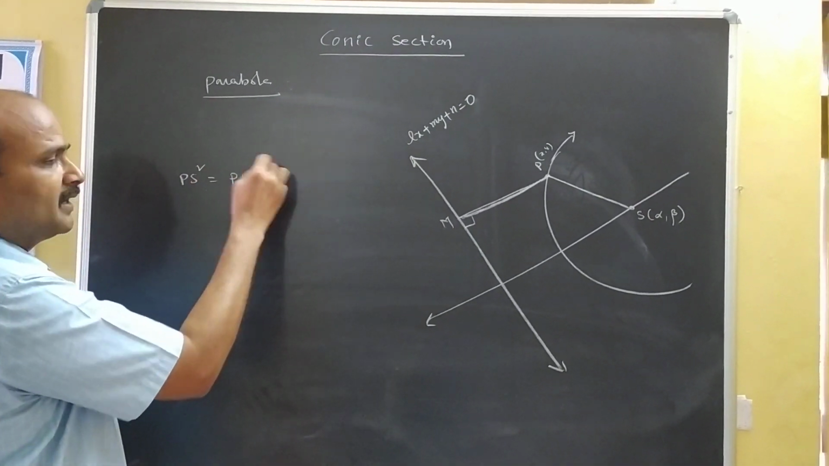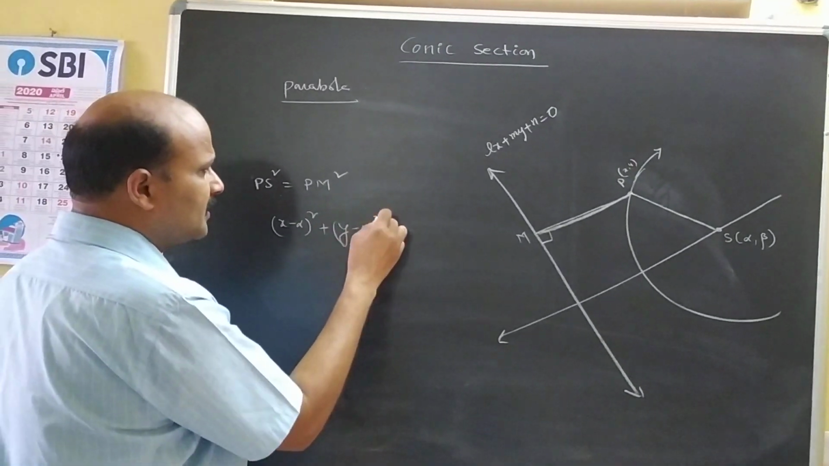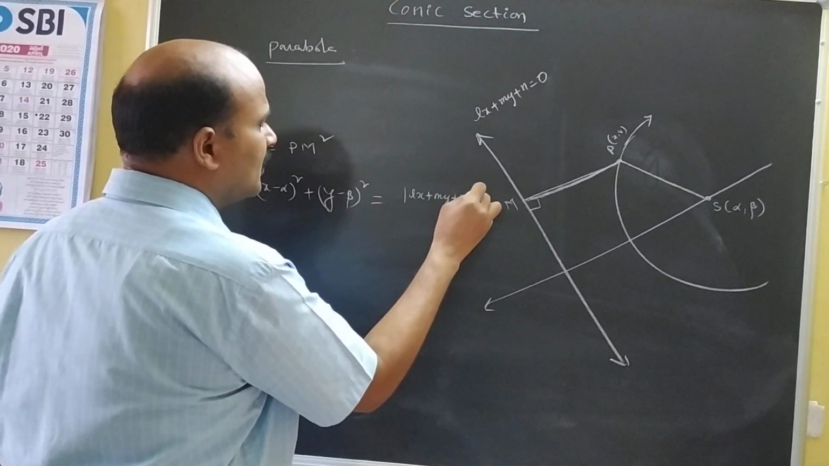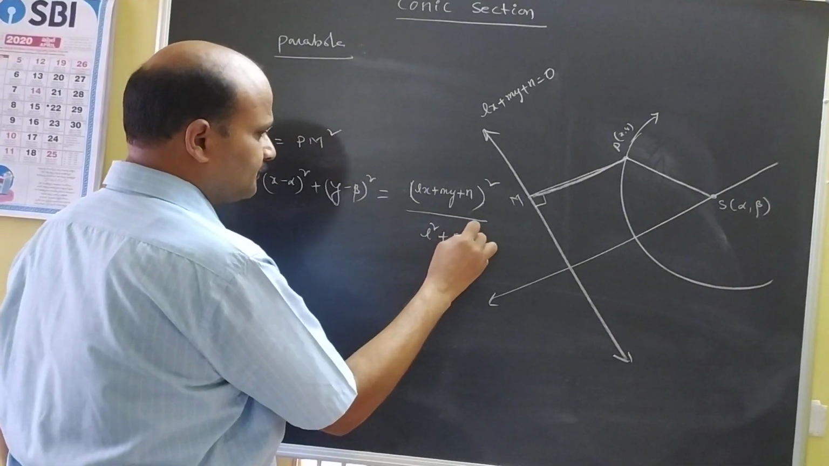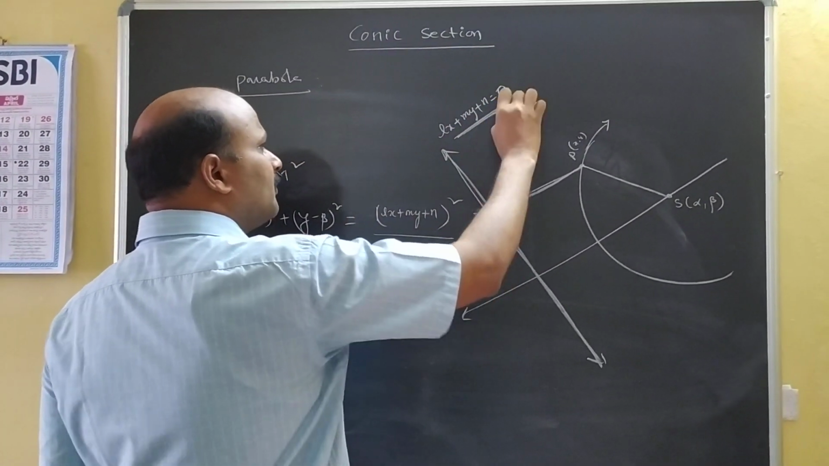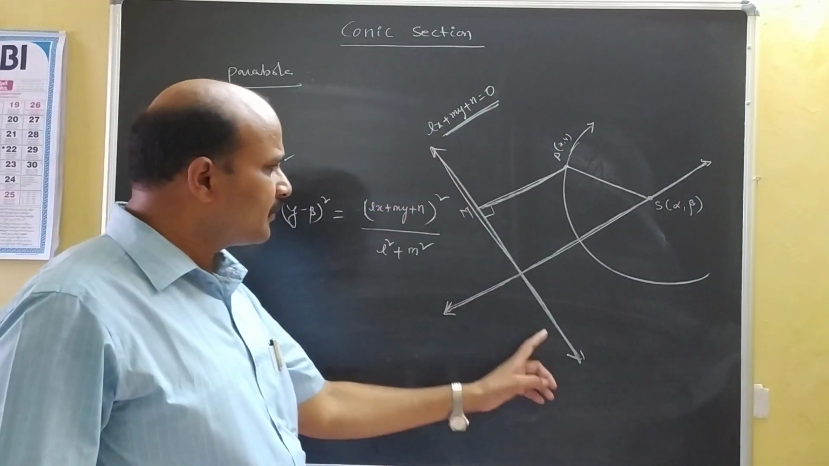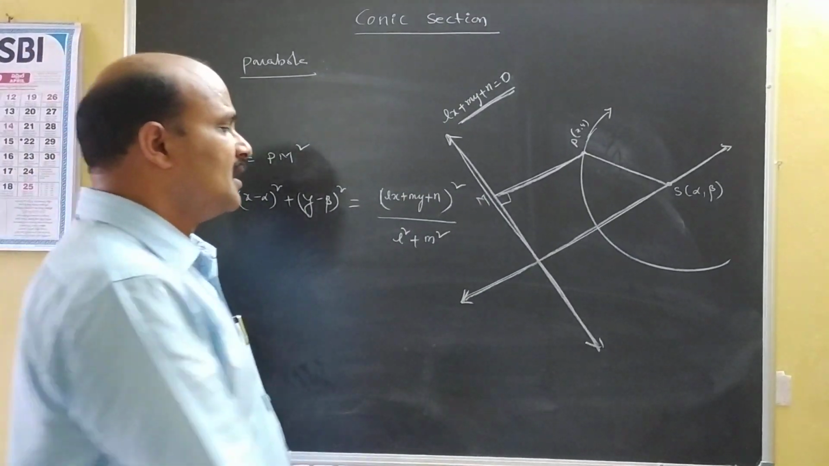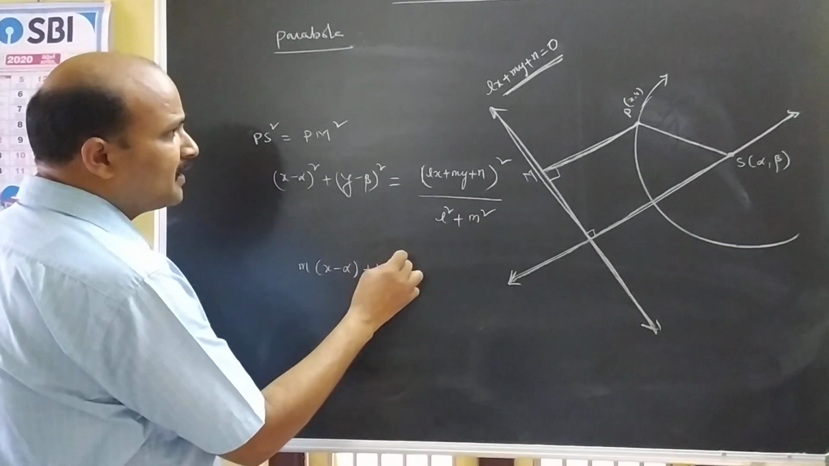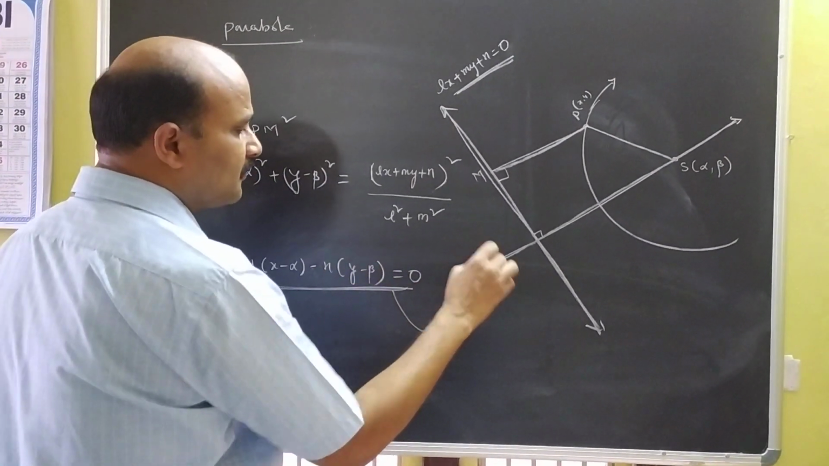Therefore PS square is equal to PM square. The distance between these two points gives x minus alpha whole square plus y minus beta whole square is equal to, according to the perpendicular distance formula, modulus of Lx plus My plus n whole square by L square plus M square. This is the equation of the parabola. The equation of the directrix is Lx plus My plus n is equal to 0. The axis of the parabola is perpendicular to the directrix and passing through the point alpha comma beta. So the perpendicular line to this directrix is M into x minus alpha minus L into y minus beta is equal to 0. This gives the equation of the axis of the parabola.